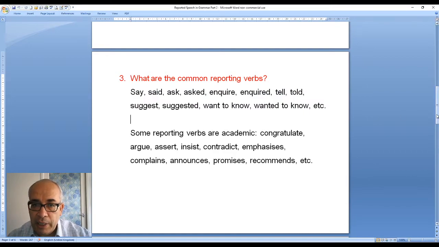So just to repeat, we have so many reporting verbs. When we are reporting something, we think about meaning. And number 3, it is better to use verbs in the past, because reporting happens after someone said something to us.